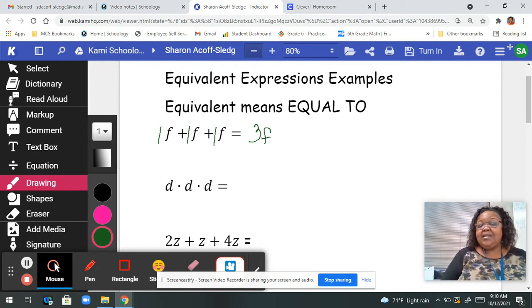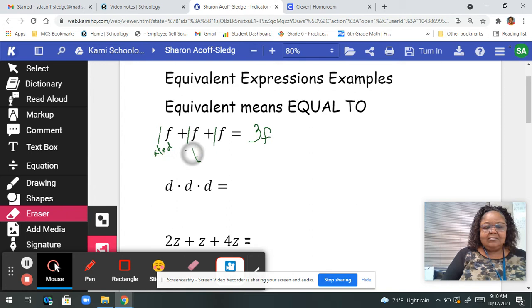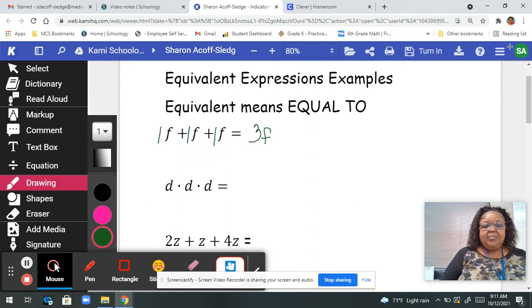So that lets me know that repeated addition is multiplication. Let me start over. Repeated addition is multiplication.